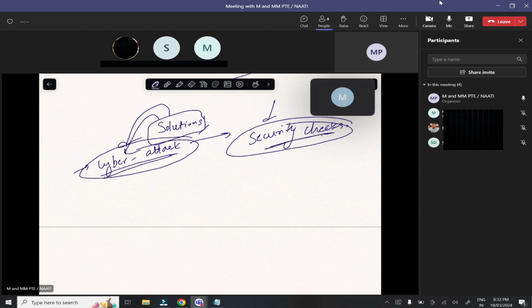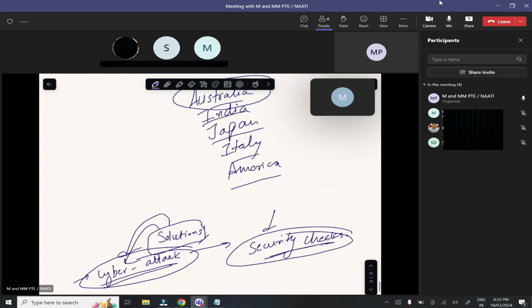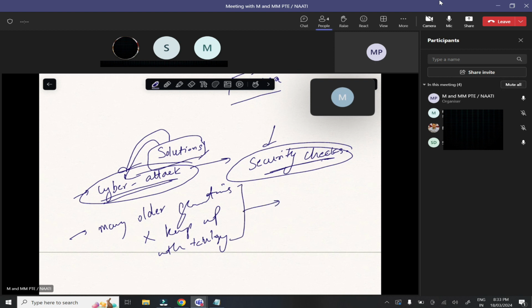Very good. And let's say we were talking about the other problem, which was many older generations can't keep up with technology. So that's a problem. And what solution can we think of for this one? Let's give them proper knowledge. Exactly, regarding just the technology. Exactly, train them. Simple as that.